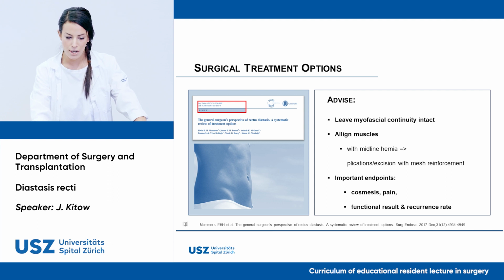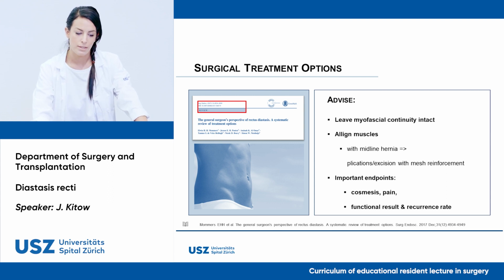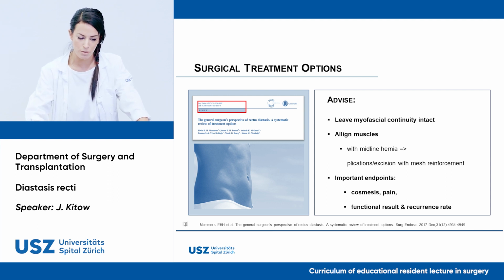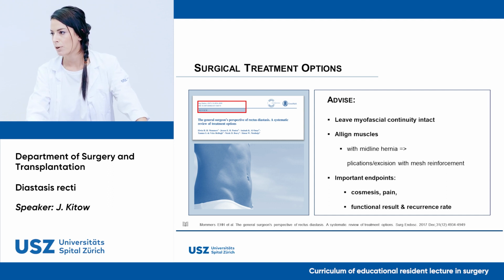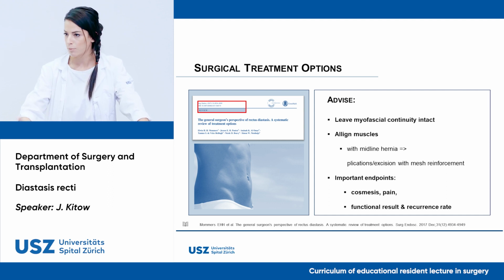Although the data situation is unclear, at least there is some advice for surgical treatment. Leave the myofascial continuity intact and align the muscle back in place. With a midline hernia, you can do plication excision techniques with mesh reinforcement. And there are important endpoints, not only for us surgeons, but even more for the patient, which are cosmesis, pain, functional result, and recurrence rate.